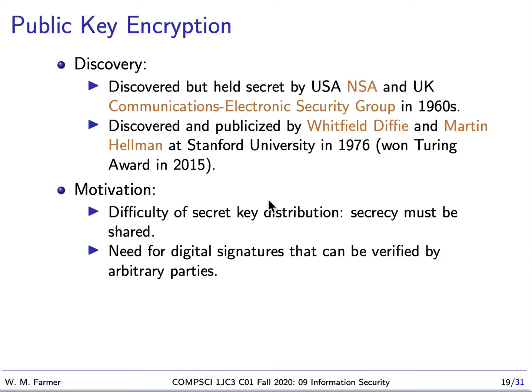So public key encryption is an ingenious idea that was discovered but kept secret by the United States NSA, the National Security Agency, and by the UK Communications Electronic Security Group in the 1960s. Later, Whitfield Diffie and Martin Hellman discovered and publicized this idea at Stanford University in 1976. And for this work, they both won together a Turing Award in 2015.